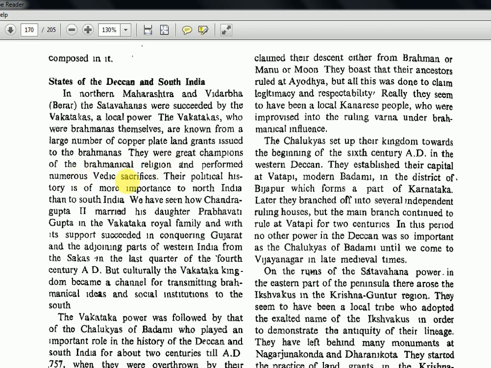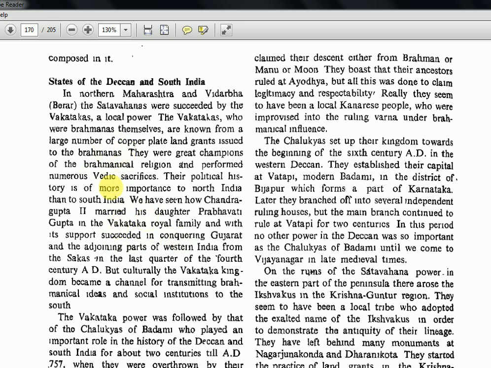They were great champions of the Brahmanical religion and performed numerous Vedic sacrifices. Their political history is of more importance to North India than to South India. We have seen how Chandragupta II married his daughter Prabhavati Gupta into the Vakataka royal family, and with its support succeeded in conquering Gujarat and the adjoining parts of Western India from the Sakas in the last quarter of the 4th century AD. These are all discussed already in the Gupta chapter. These marriage alliances by Chandragupta we have discussed, and Brahmanism is coming, Sanskritization is happening after the Mauryas.